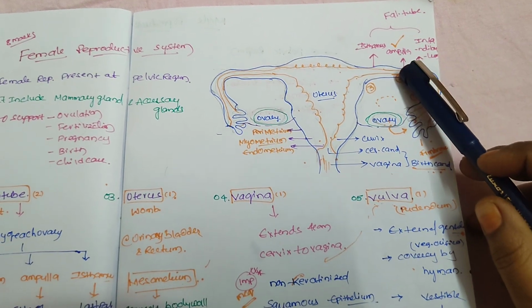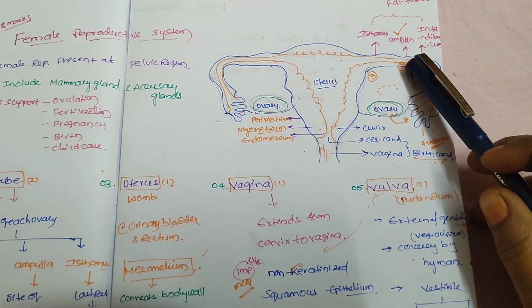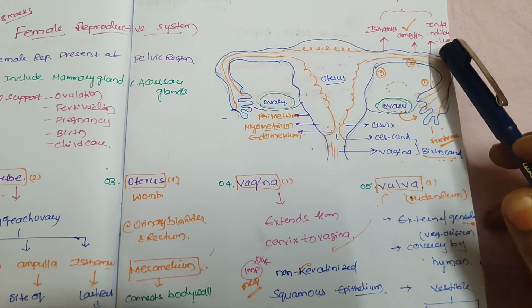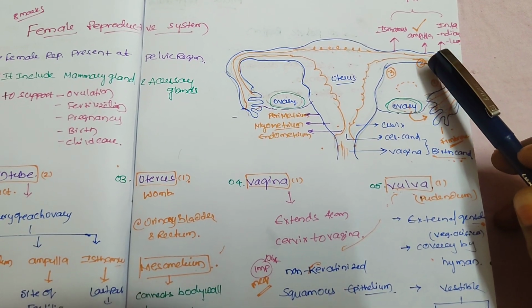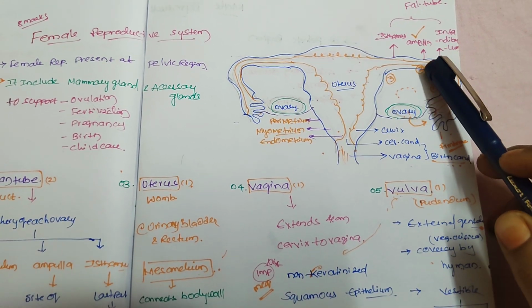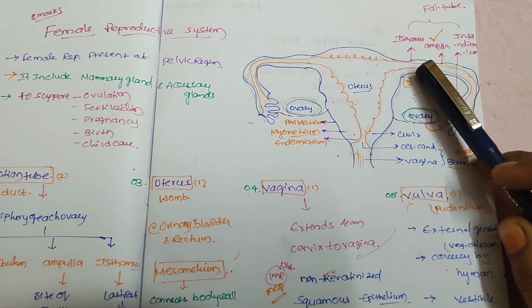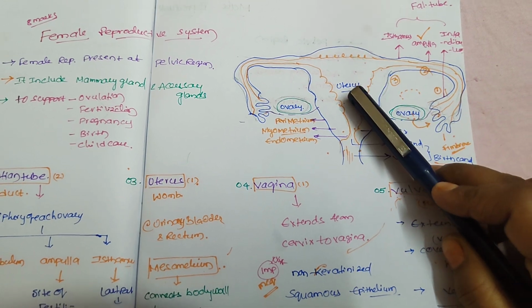So here also one MCQ is there. Fertilization occurs in which place? In the fallopian tube, in which place? In the ampulla. So here the ampulla is the region of the fertilization site. Then the last part of the fallopian tube, the narrow part, is the isthmus. It leads into the uterus.